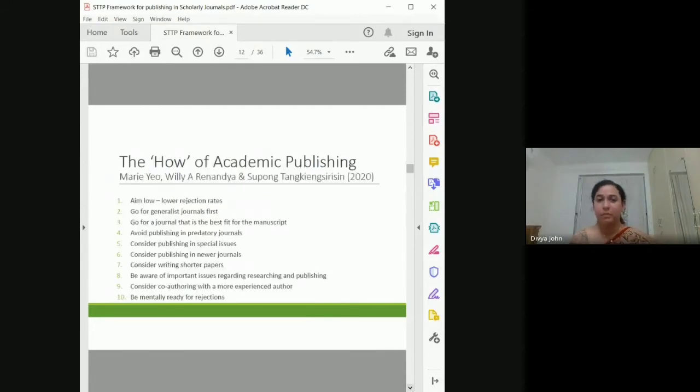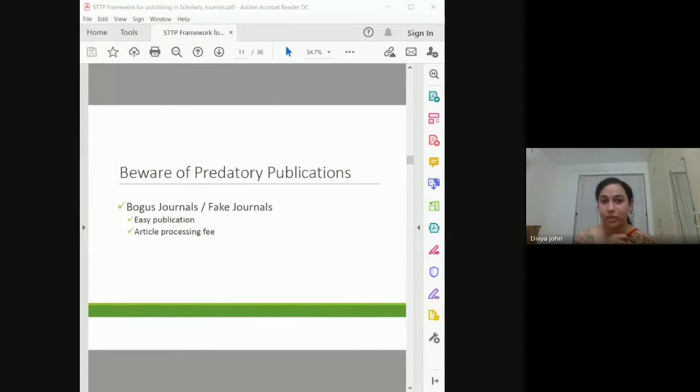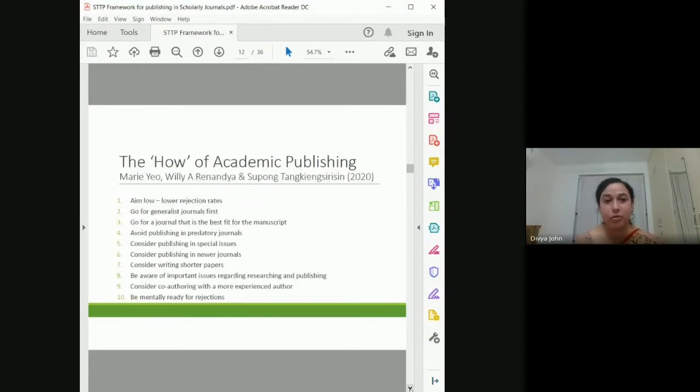Now, article processing fee has become a big question mark, because there are now reputed publishers who are publishing only on open access, and they would actually charge a huge fee. So article processing fee has become a very difficult thing now, because most of the publications are moving on to open access, and most of the publishers are waiting to get money over there.